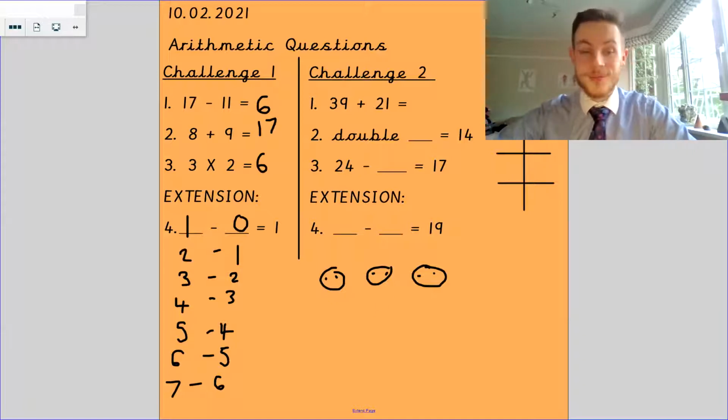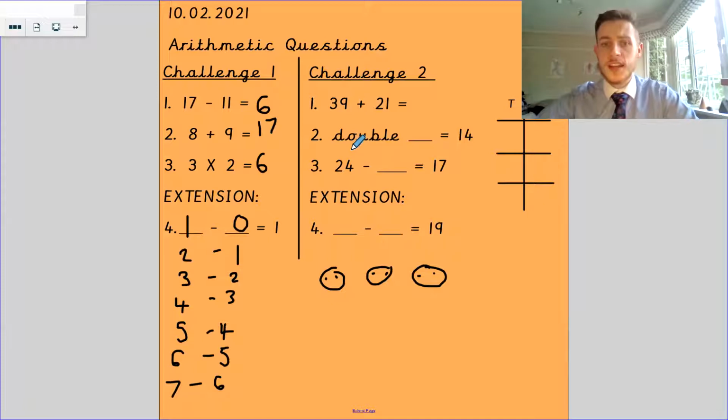There's always just one number difference, and that can keep going all the way up to any number, really. Sorry, I had a bit of a mind blank then. So let's keep going. Let's go on to challenge 2 there. 39 add 21.